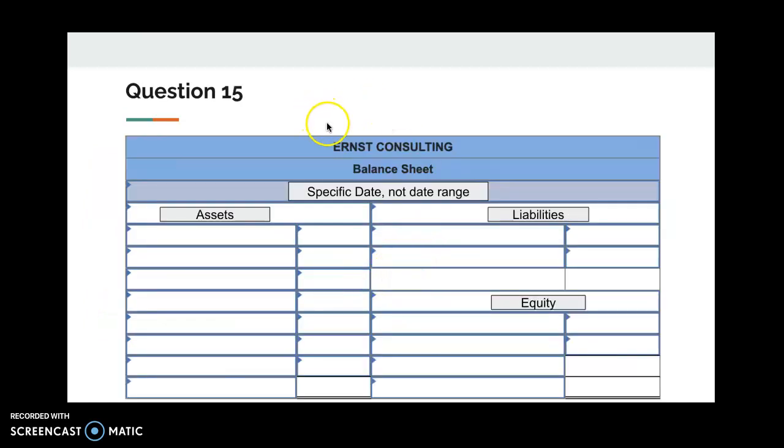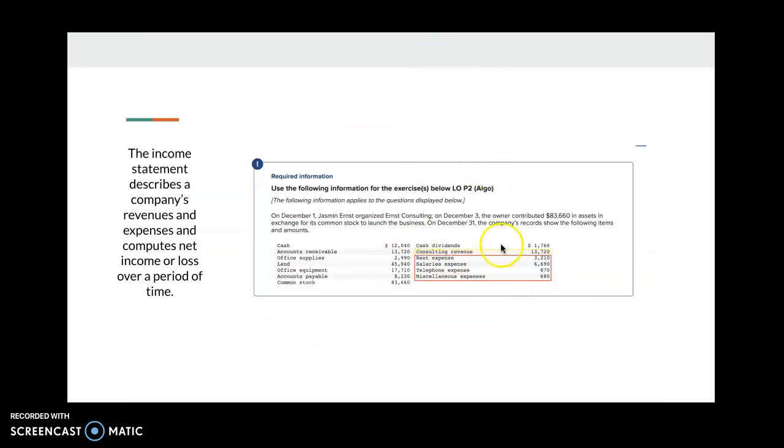Then moving on to question 15, we're looking at the balance sheet. Again, just some general setup of what this is always going to look like. On the balance sheet, this one's a little bit different. It's going to be a specific date, not a date range. So in this situation, it'll be December 31st, and then we have assets on the left, liabilities and equity on the right. Again, we're going to go back to this chart and start to plug and play.